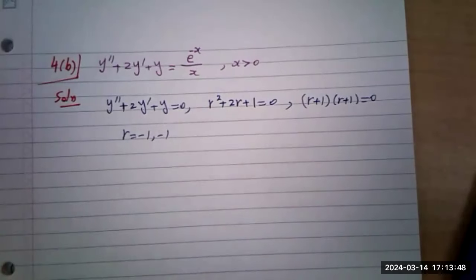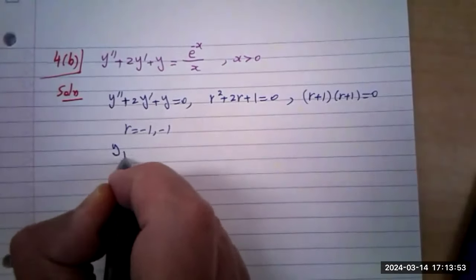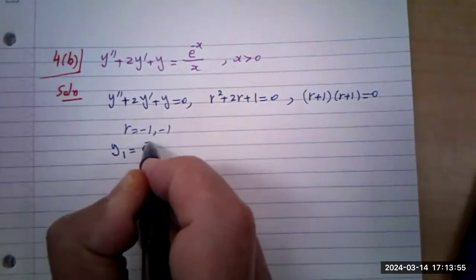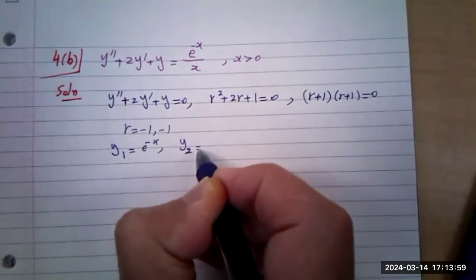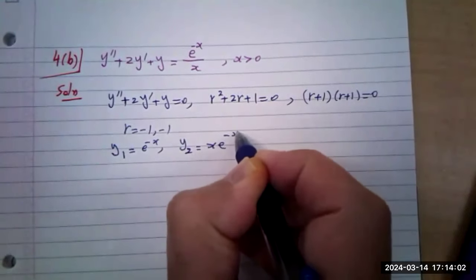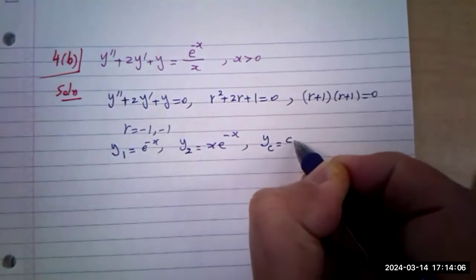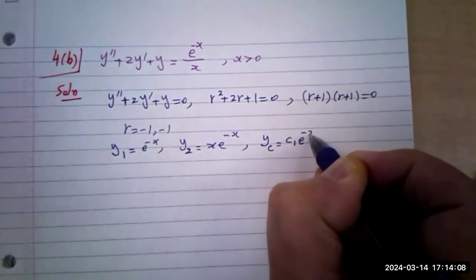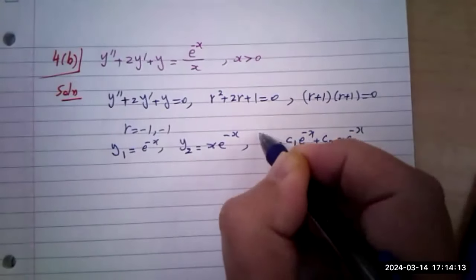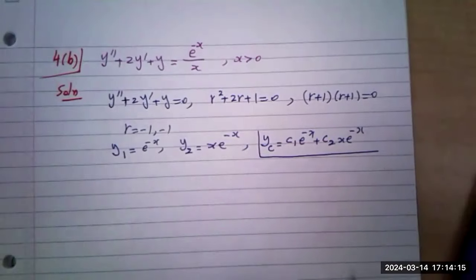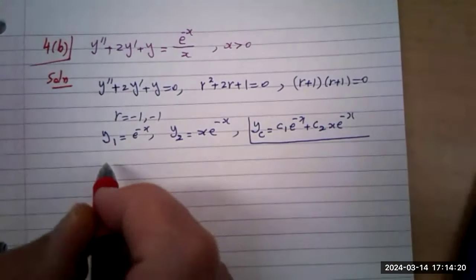So that gives you a repeated solution over here. So we can identify your y1. The y1 would be e to the negative x. y2 would be x e to the negative x. And your yc is c1 e to the negative x plus c2 x e to the negative x. So that's the first part. Now we have to find the yp.